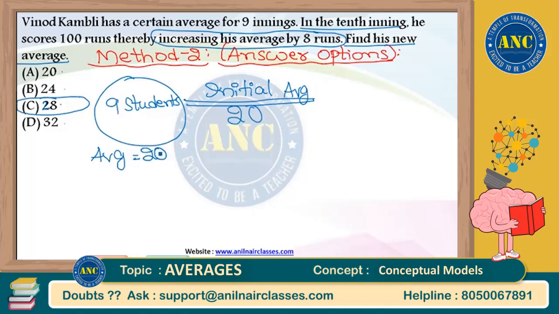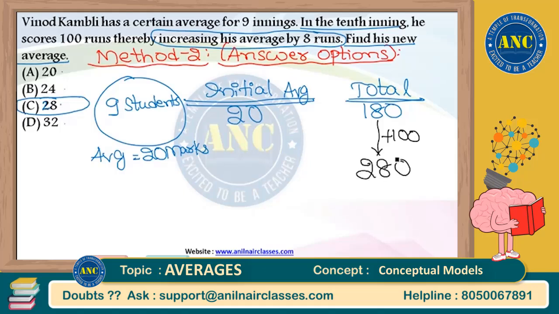That means the initial average is 20 marks, and there are 9 students. All the 9 students will get 20 marks. So the total will be how much? 20 into 9, 180 marks. Total is 180 marks as of now, according to my assumption. In the 10th inning, he is scoring 100 runs extra. Now the total is 280 marks, but there are 10 people as of now. What is 280 divided by 10? 280 divided by 10 is 28. So that is my final average.